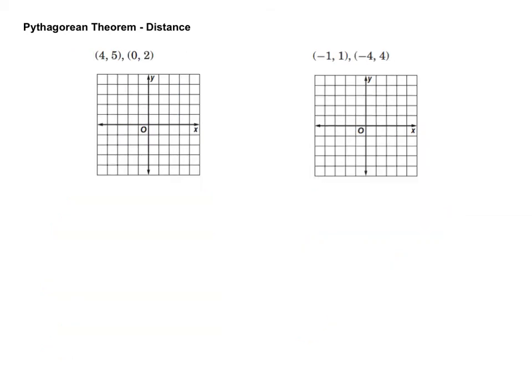Now, these next two are exactly the same. They just have not plotted the points for us. So we have to plot the point 4, 5. So we're going to go, our x-coordinate is 4. So we're going to go right 4. And then our y-coordinate is 5. So we're going to go up 5. And we get this point right here. And then the point 0, 2, the x-coordinate is 0, so we don't go anywhere left or right. We go up 2, so we're on the y-axis, and we're trying to find this distance right here, okay?